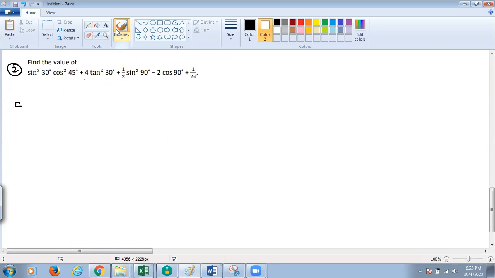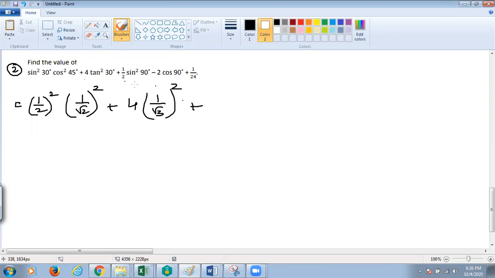So if you're finished writing this, let's start ahead. Sin square 30. So what will be sin square 30, guys? It will be half and then square. Cos 45 and square, cos square 45, it will be 1/√2 and its square, plus 4 into tan 30. Tan 30 is 1/√3, and its square, plus... I'm not doing anything, I'm just copying the question as it is.